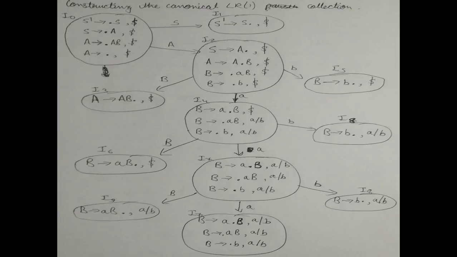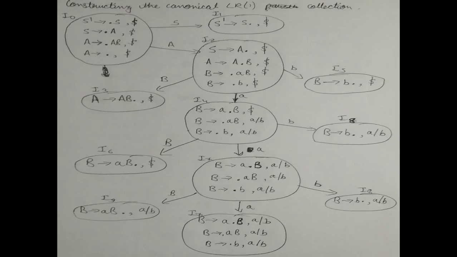Now, since after the dot we have capital S, we need to include all productions starting from capital S. So we include S gives .A into the I0 closure. Thus, the look ahead for S is also dollar because first of S is dollar.